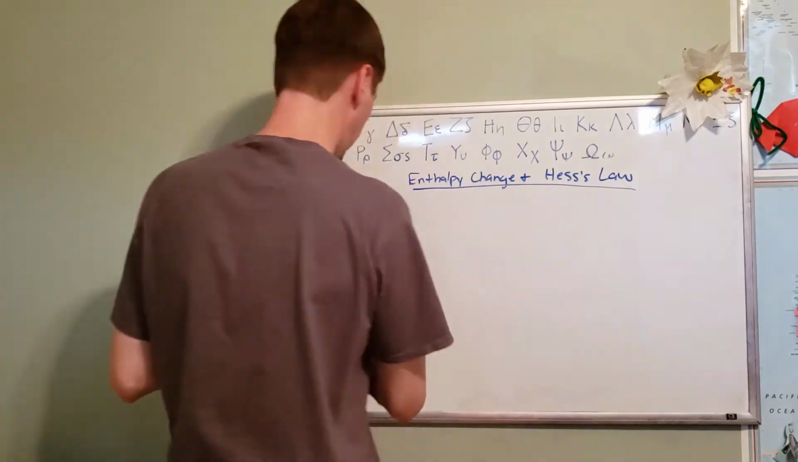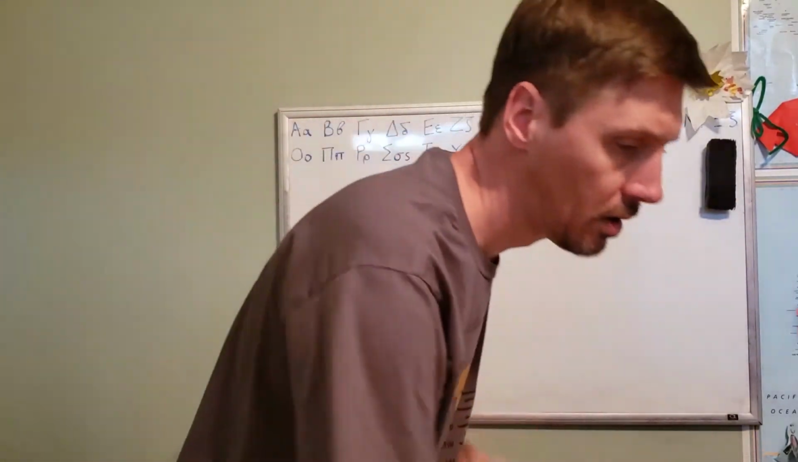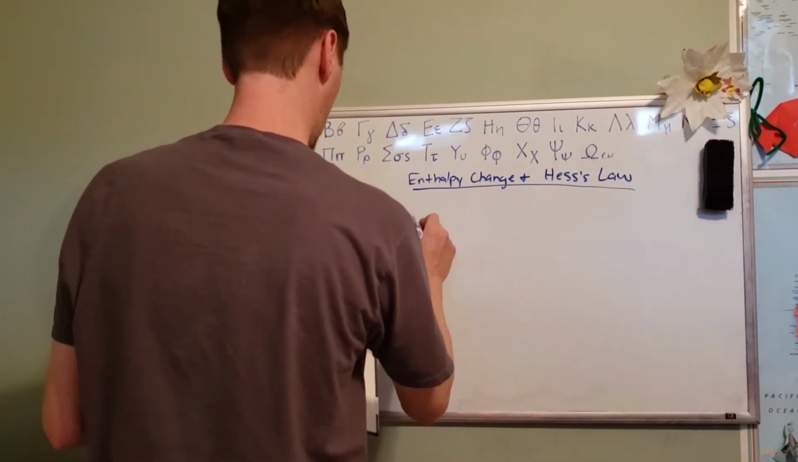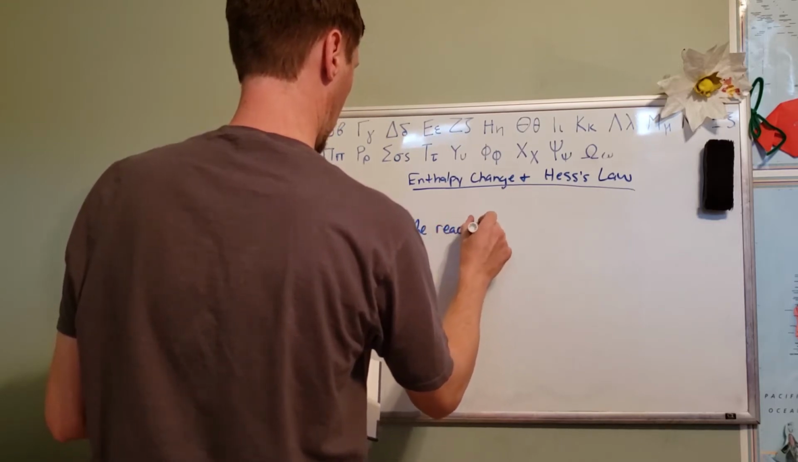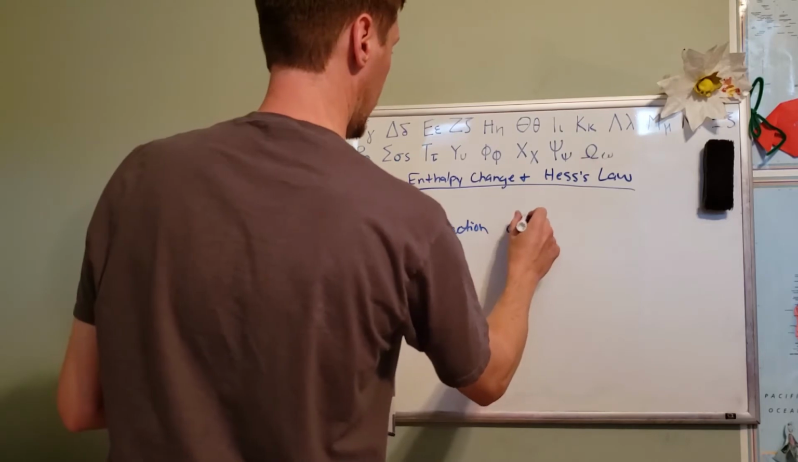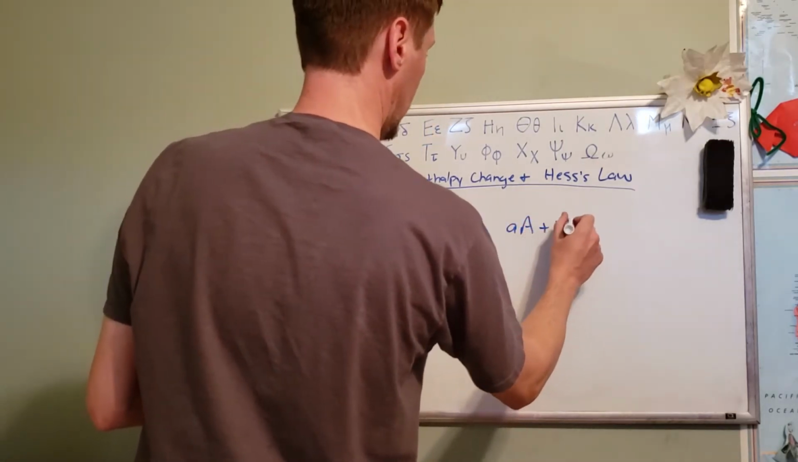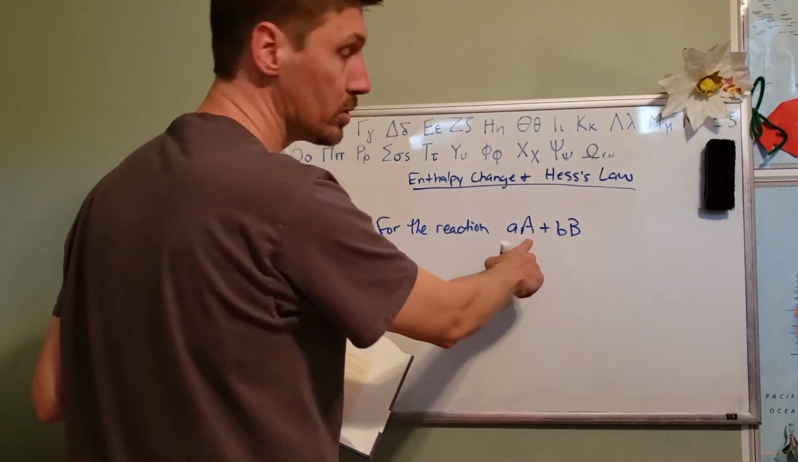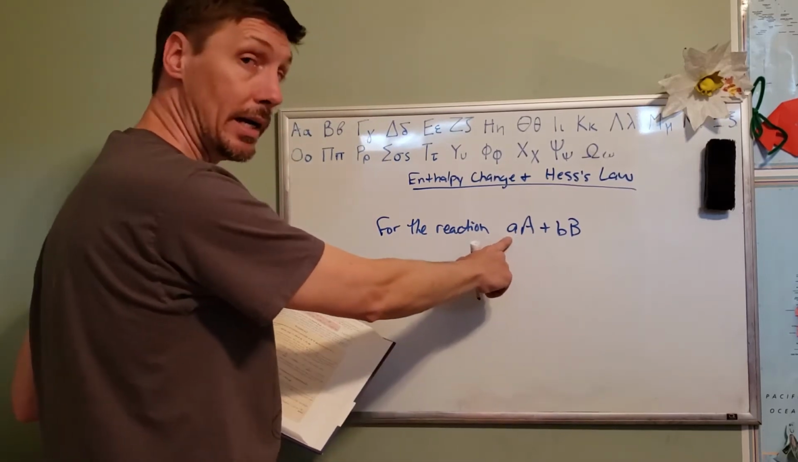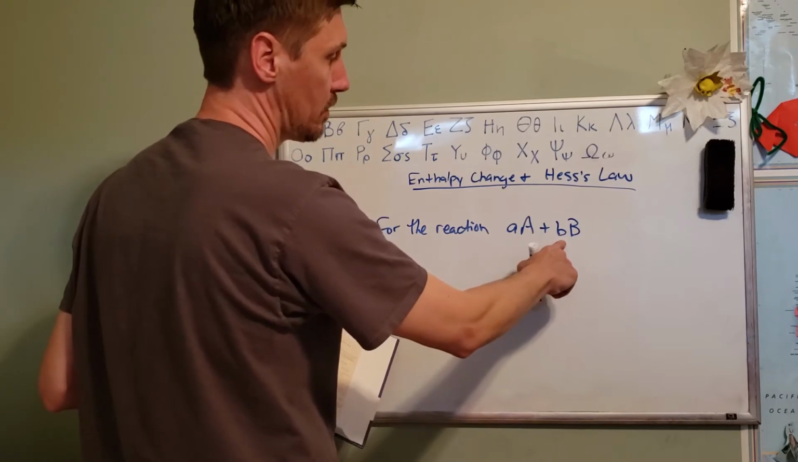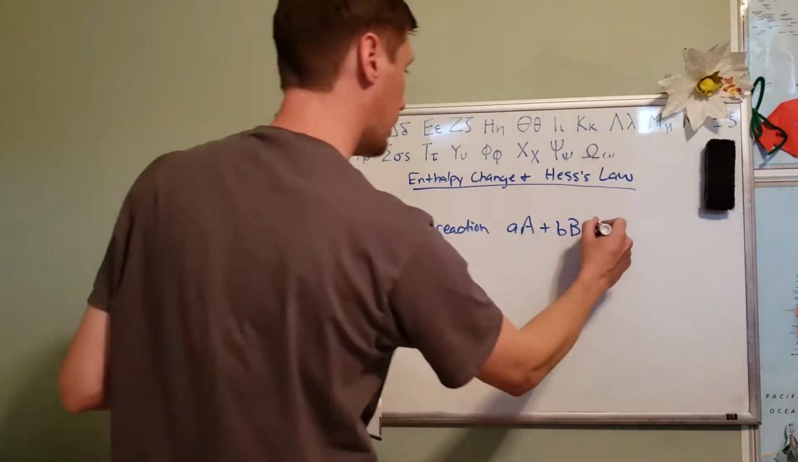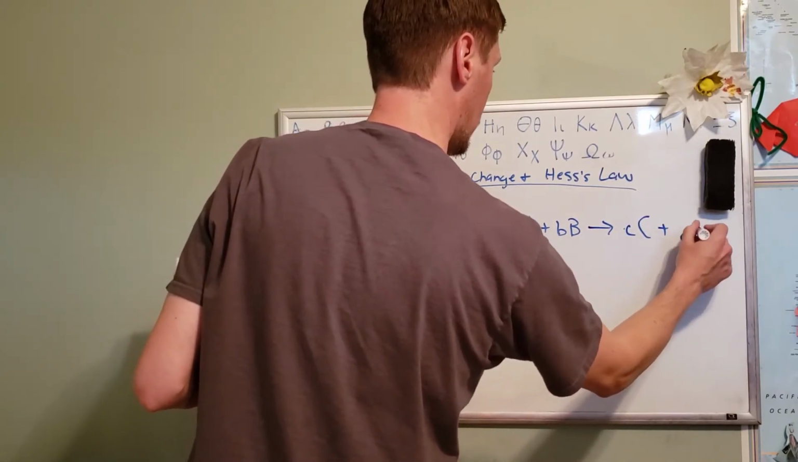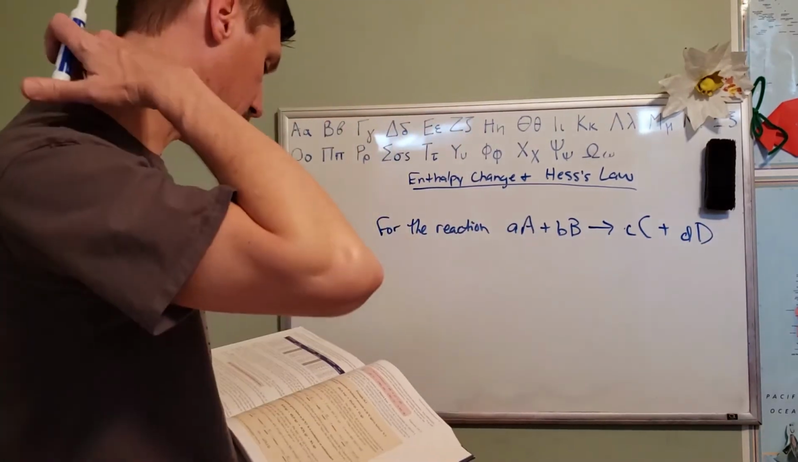And so Hess's law, a simple mathematical representation of Hess's law would be this. For the reaction little a capital A plus little b capital B. So in other words, on the reactant side, we have some compound capital A, and the number of moles, or the stoichiometric coefficient, is little a for that compound. The coefficient for compound capital B is little b, right? And that produces little c capital C plus little d capital D. And of course, we could have more compounds in the reaction.